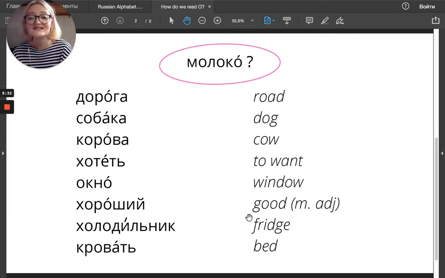Next one is an adjective, good, masculine. So let's read it. Okay. Хороший. Not stressed O. Read like A. Хороший. Perfect.